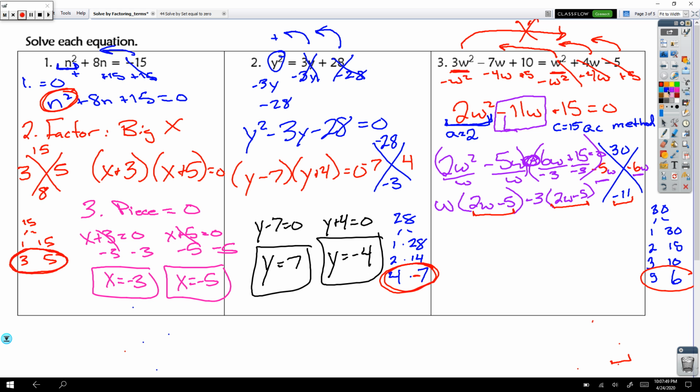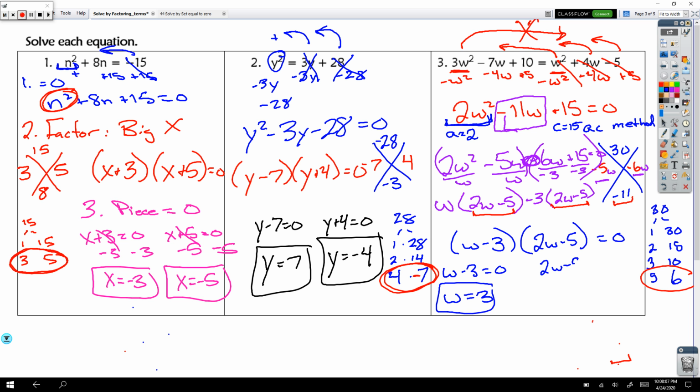Alright, so let's write our two factors. We have w minus 3 from the outside, and then the inside is 2w minus 5. Setting them equal to 0. Add the 3, we would get w equals 3. Add the 5, you'd have 2w equals 5, and then dividing by 2. This one would be a fraction. And always leave it as the fraction, 5 over 2.